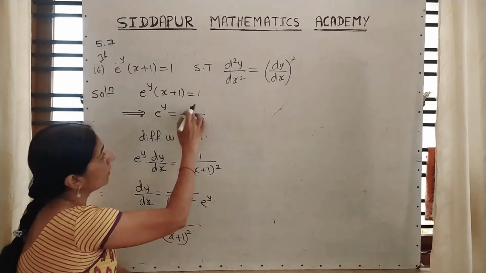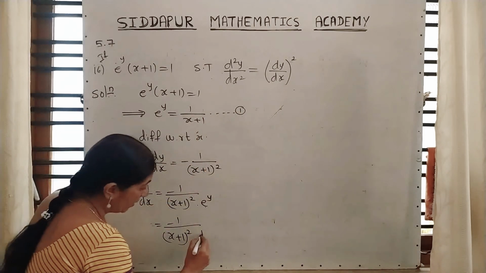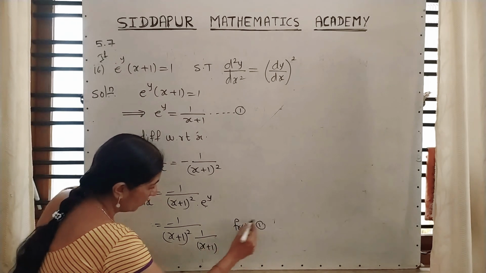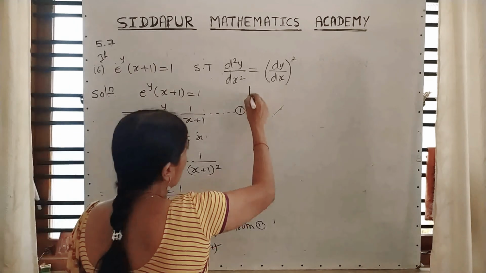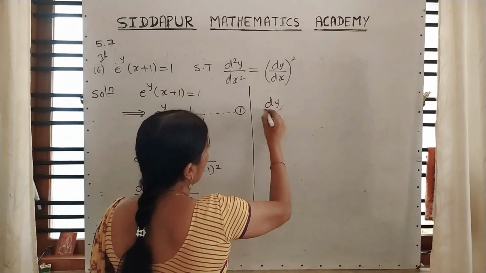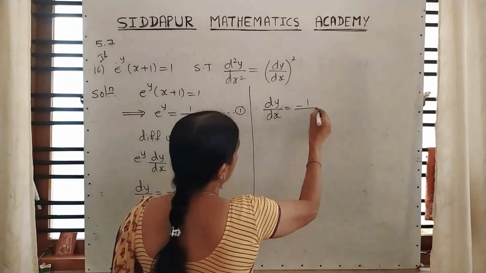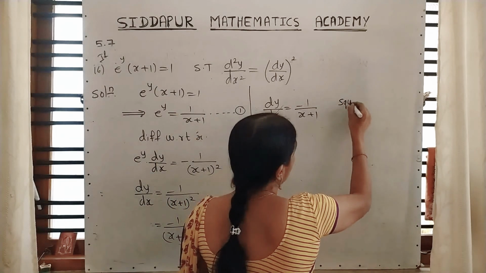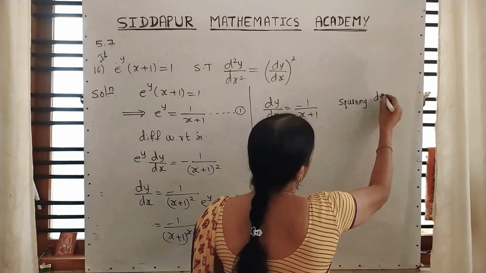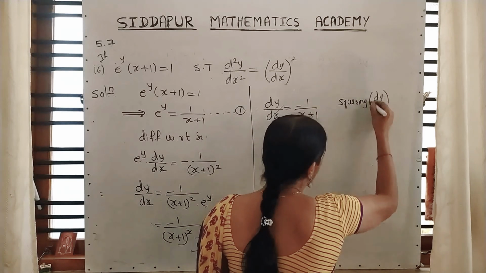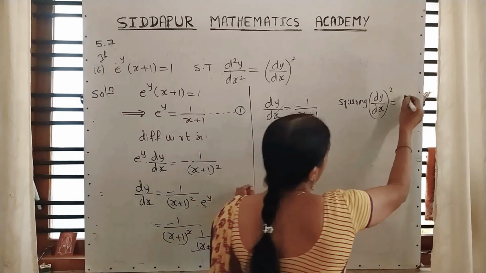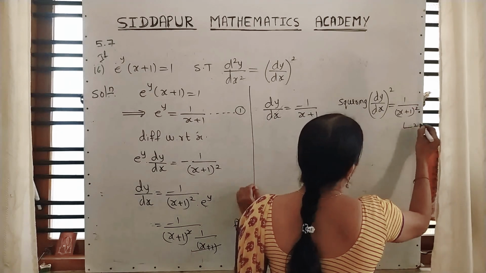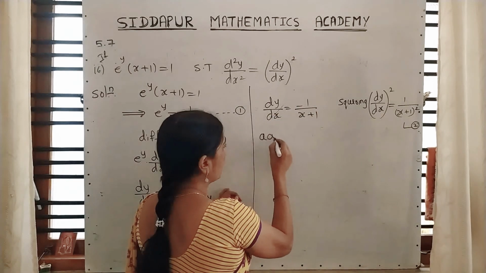E raised to y value is 1 upon x plus 1. One term is cancelled with this. So what is remaining? dy upon dx is equal to minus 1 upon x plus 1. When you square this, squaring both sides, dy upon dx whole square is equal to 1 upon x plus 1 whole square. This is equation 2, and this I am differentiating.